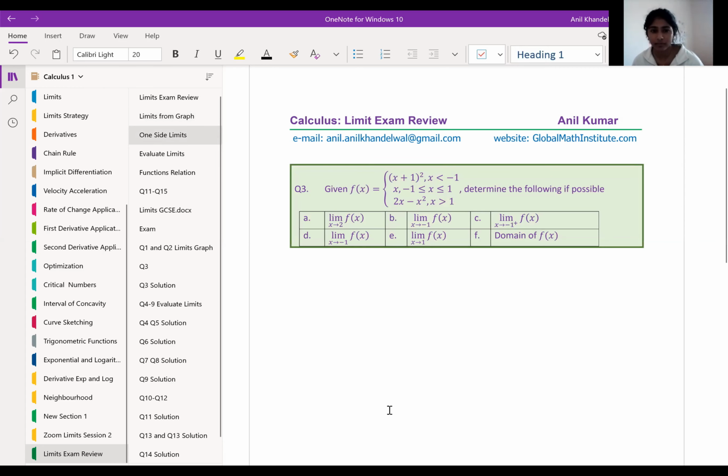Have a look at this question. So given f of x equals, there are a few conditions: (x plus 1) whole squared, where x is less than -1; x, where x is between -1 and 1, where both are included; and 2x minus x squared, where x is greater than 1. Correct. And you need to find limits at different points. What goes into your mind? How should you be solving this particular question?